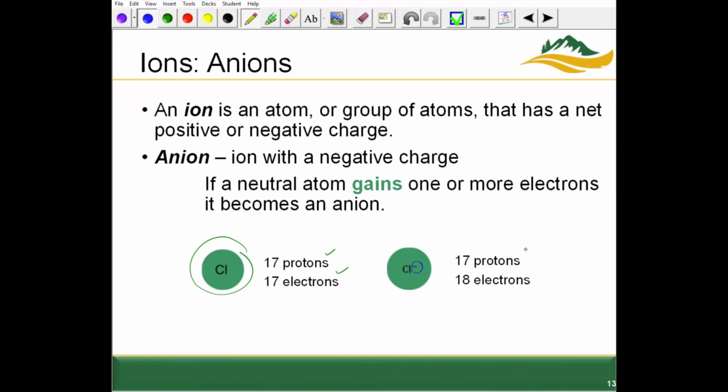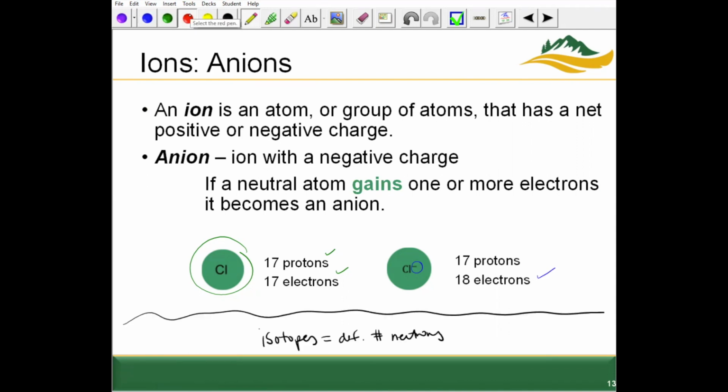That means 17 protons, but now one additional electron, so then 18 electrons here. As one quick reminder from chapter 2a part 1, we talked about isotopes. Just to keep you on track here, isotopes have a different number of neutrons. Remember, so then isotopes, different number of neutrons, ions, different number of electrons. For protons, that number doesn't change, right? Because it's the identifying factor of any given element.